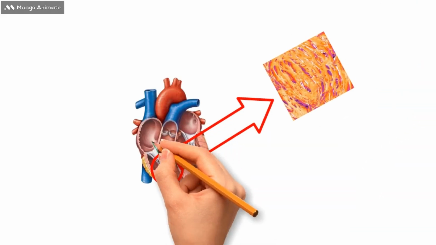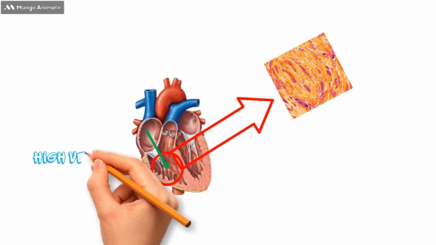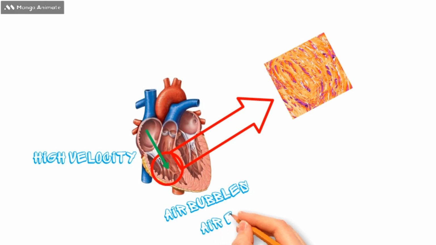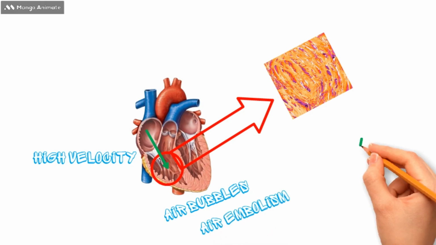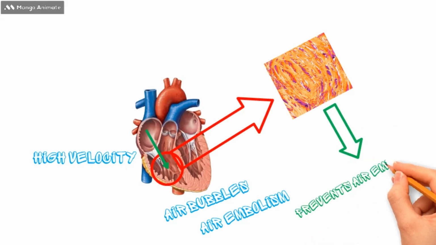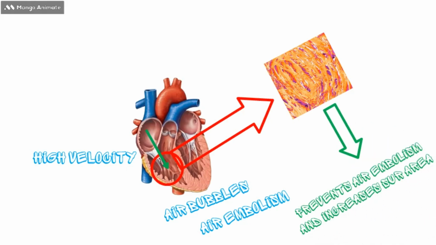As blood enters the ventricles with high velocity, there is a high chance of making air bubbles, as there is a sudden break for the blood here, and these bubbles can cause air embolism. These trabeculae make sure this doesn't happen and give a smooth landing to the blood. It also increases the surface area.